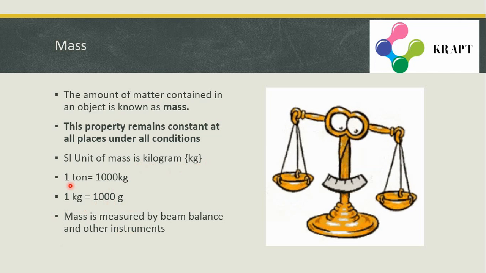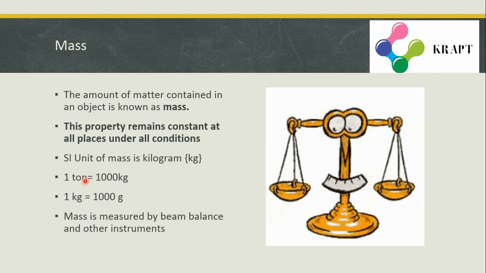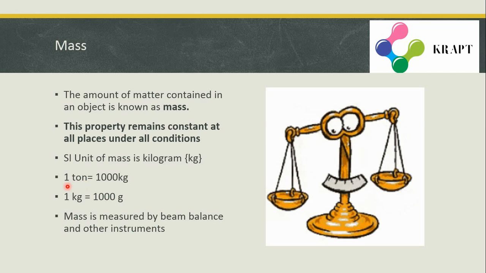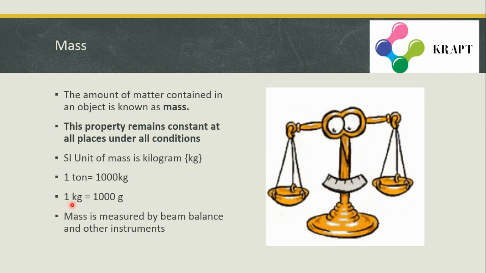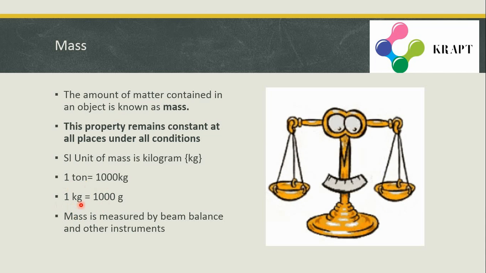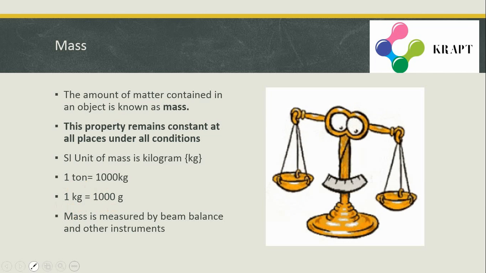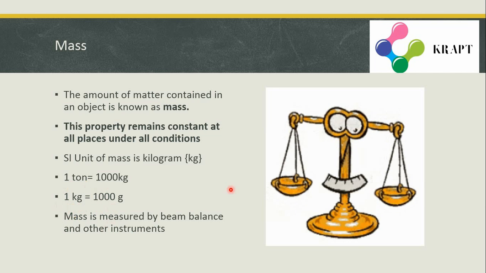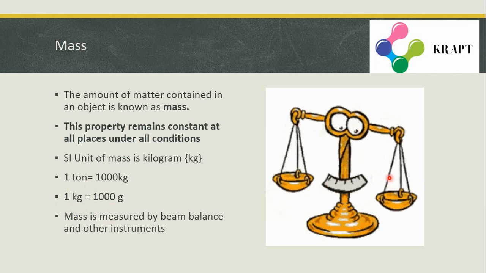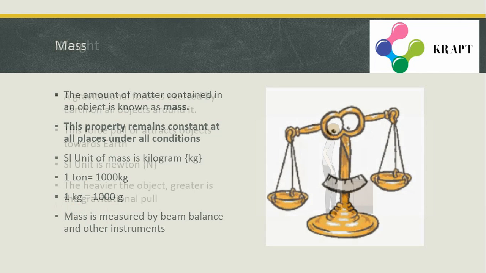So as you know, 1 ton is a very huge quantity and is used for measuring the goods and weight of animals like elephant and all. 1 kg is the common thing used while measuring common substances, while gram is used for smaller quantities. And mass is measured by beam balance and other instruments like weighing scales.